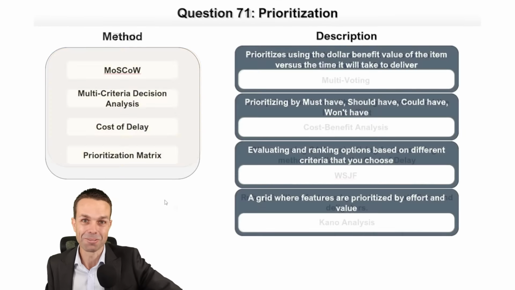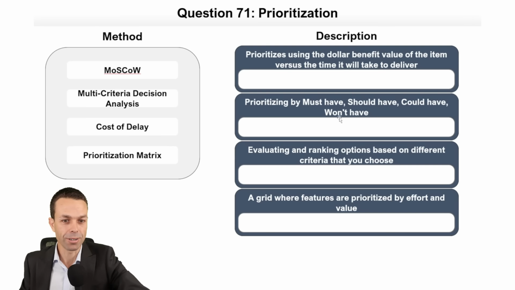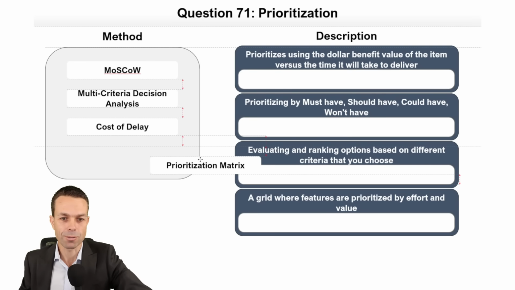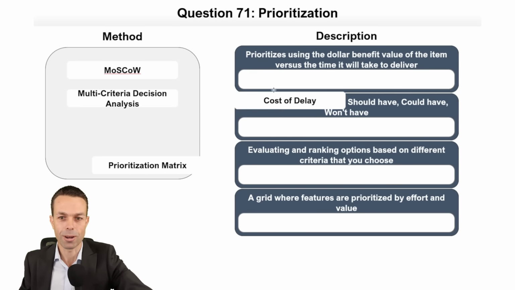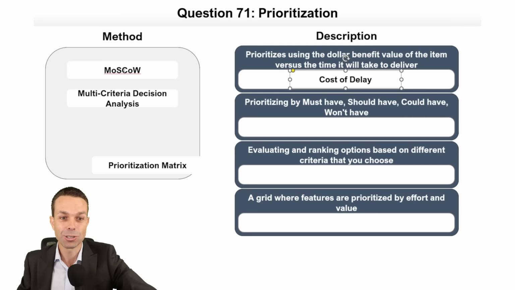Prioritizing using a dollar benefit versus the time it will take to deliver. That sounds like a prioritization matrix, but we might have to come back to that, I'm not sure. So that could be a few things. Maybe the cost of delay? Let's check. Oh, it could actually be the cost of delay. Let's go with that one. I think that's more likely. The dollar benefit we use, and then we check that against how long it's going to take. So how long that benefit is going to be delayed. Perfect. Okay. Thank goodness.